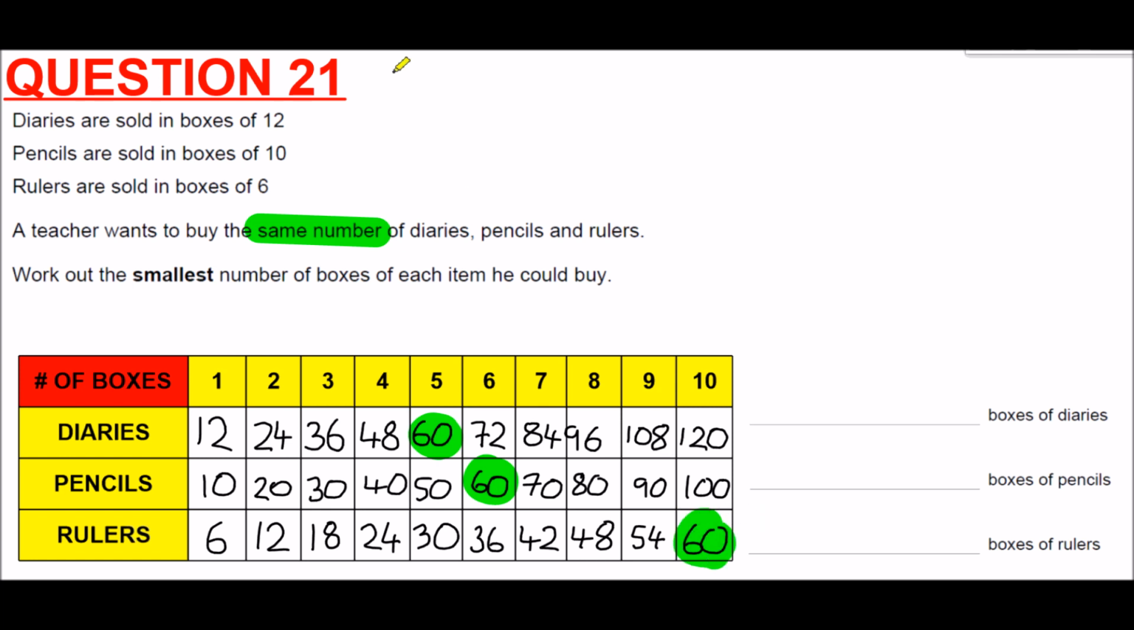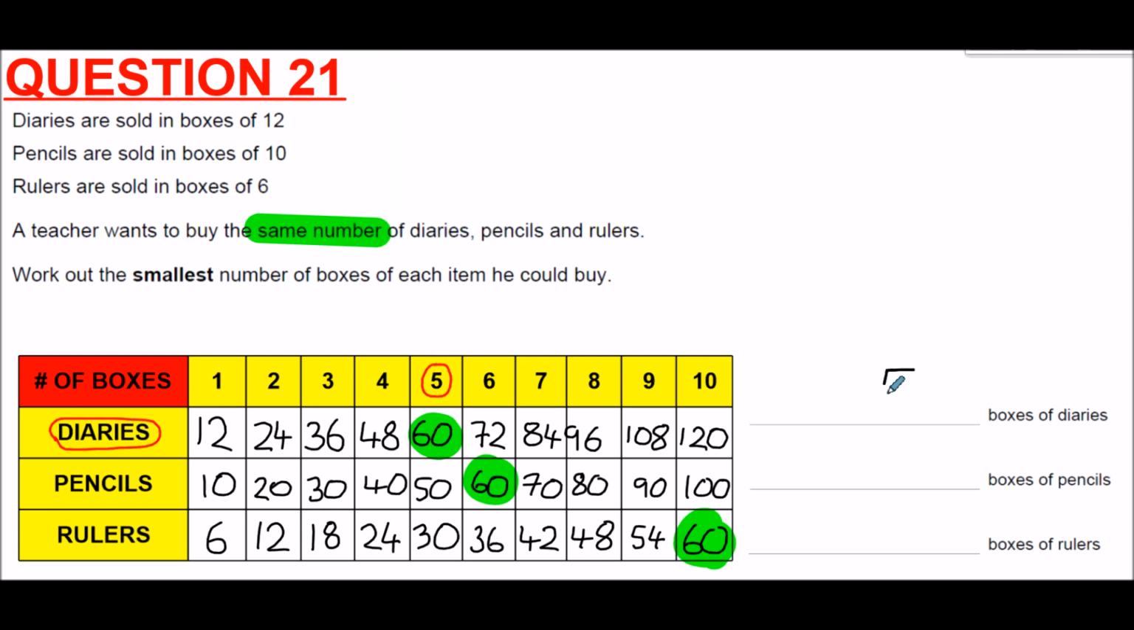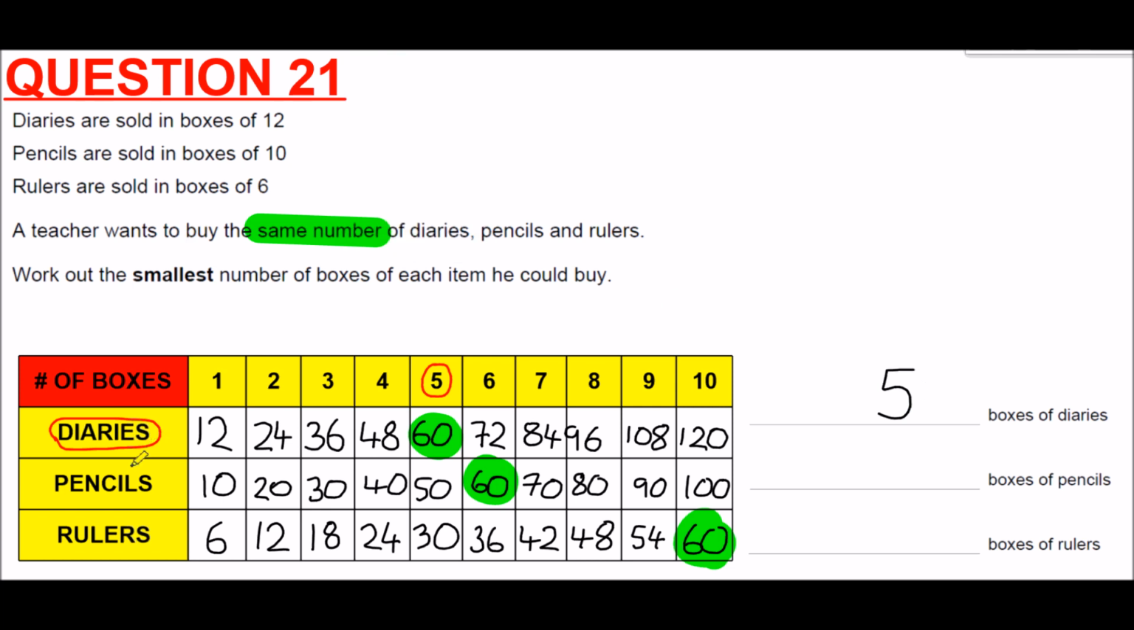And that's accomplished if, for the diaries, he gets 5 boxes of diaries. That would work. For pencils, how many boxes of pencils would he need?